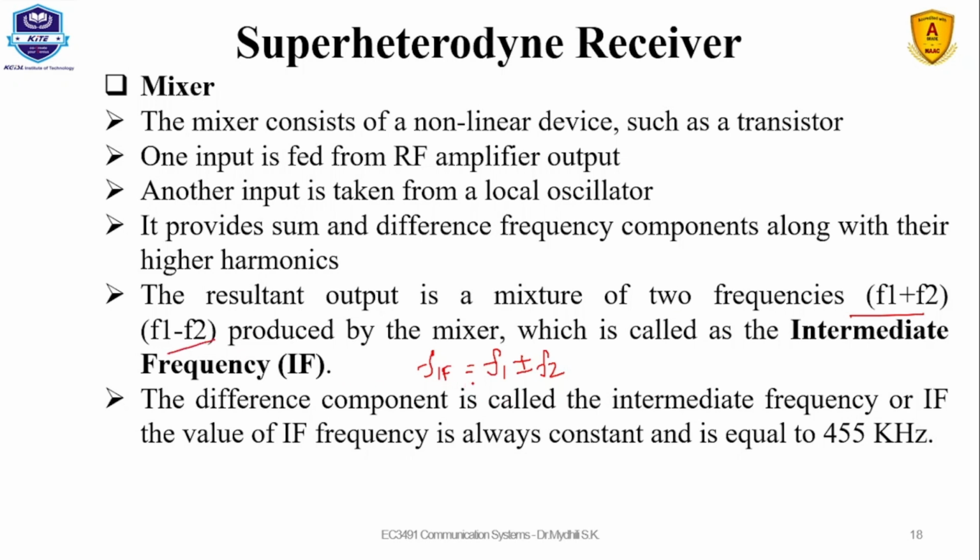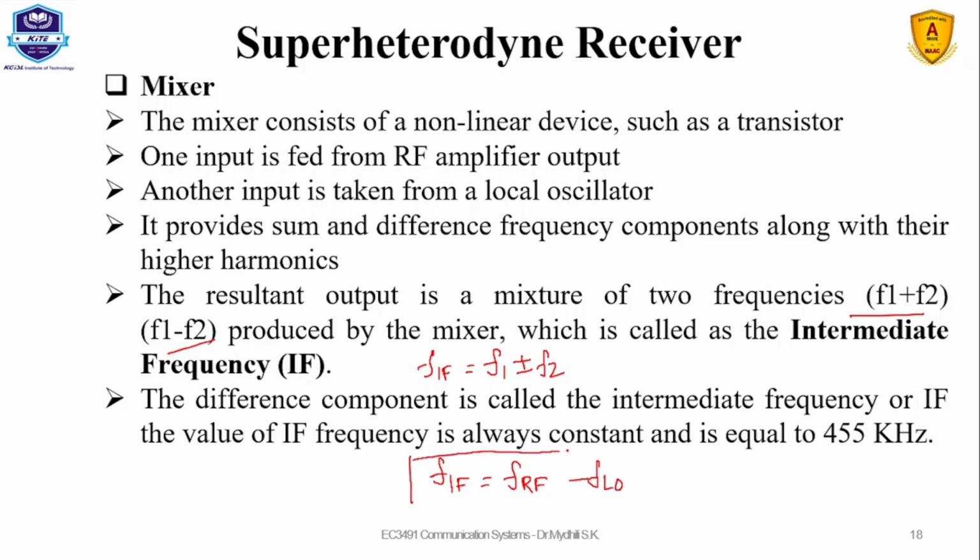So it can be denoted as F1 plus or minus F2. Sometimes this can be given in equation format, where intermediate frequency IF is nothing but the radio frequency minus the local oscillator frequency.